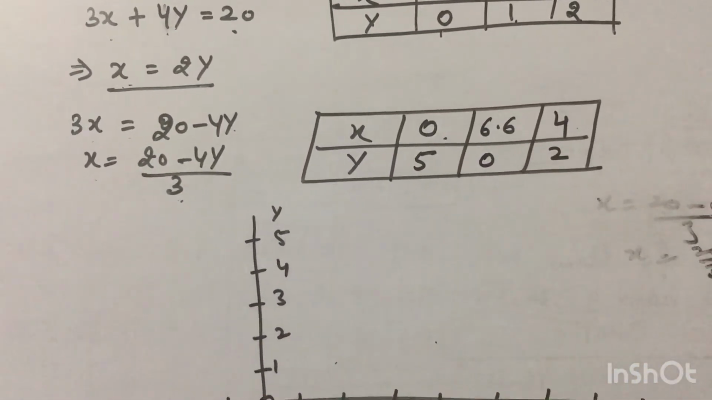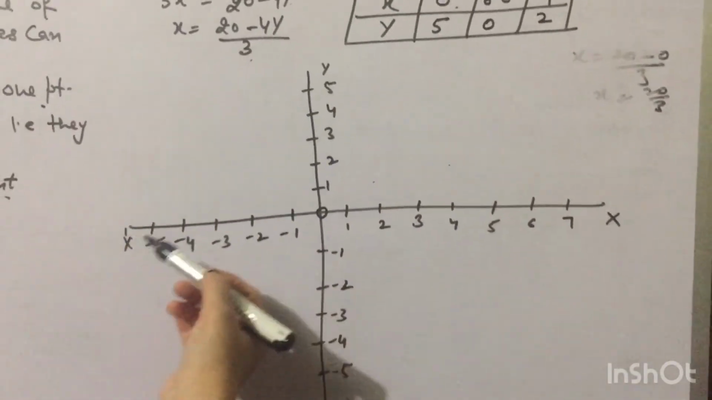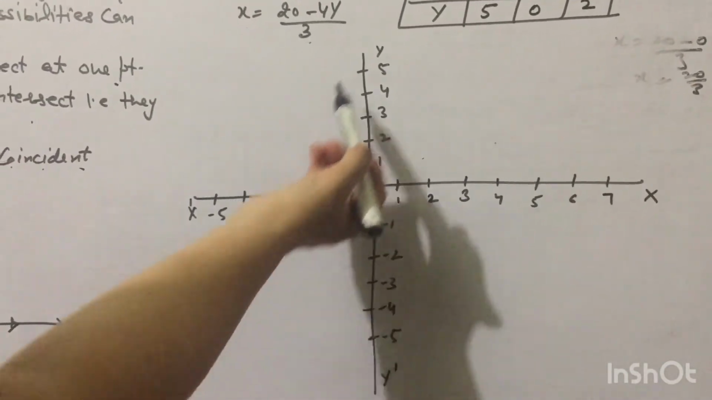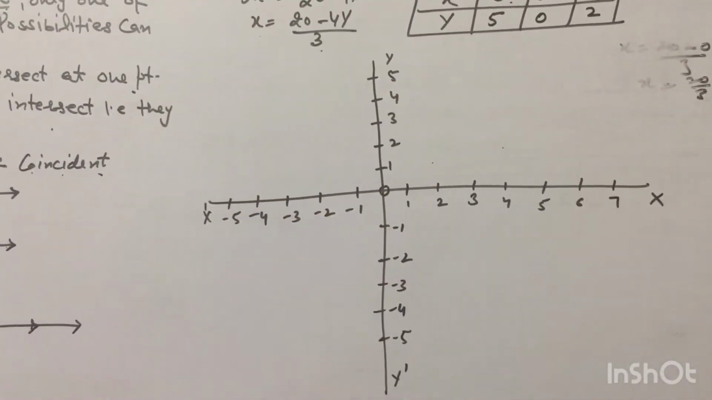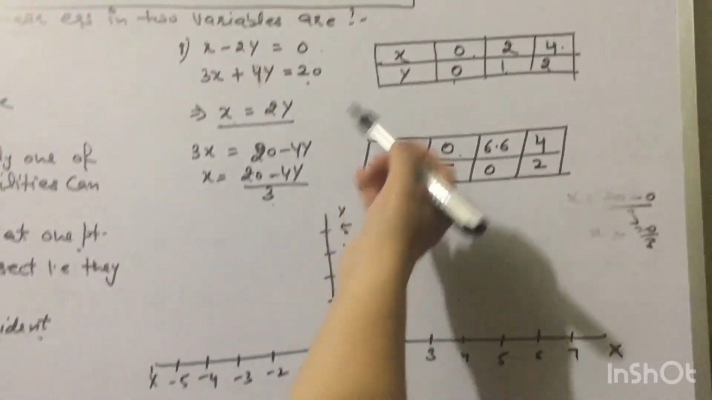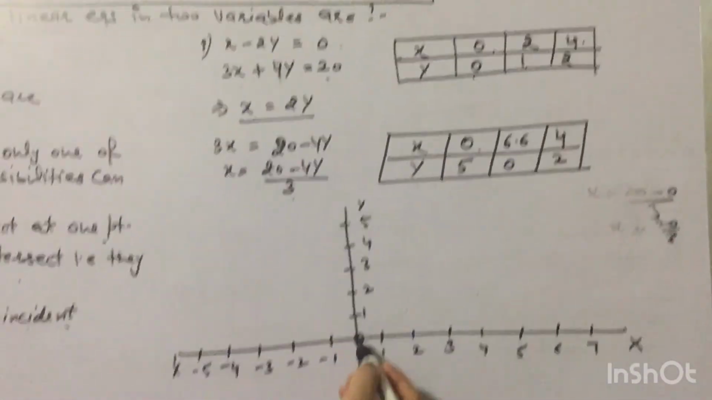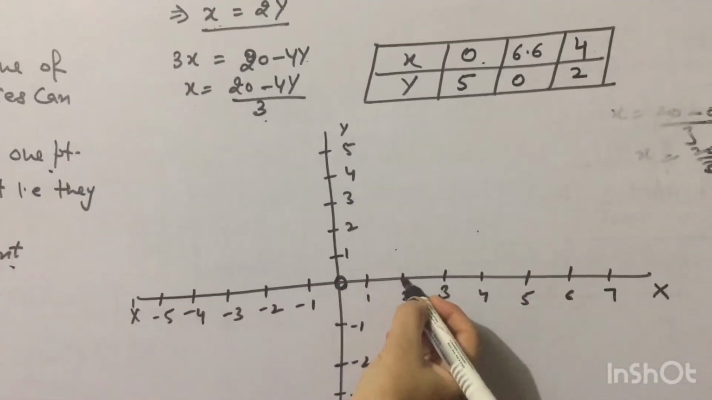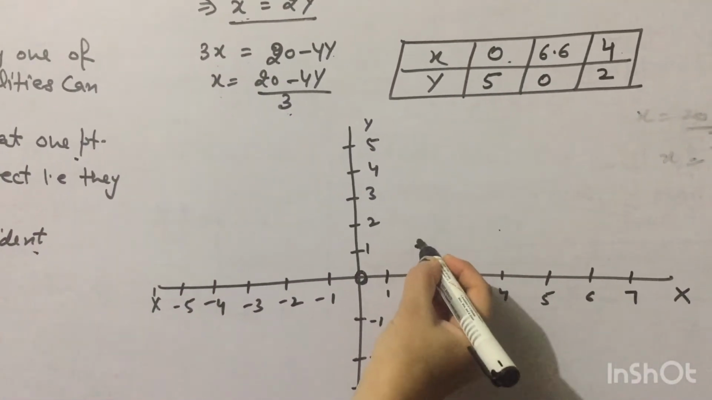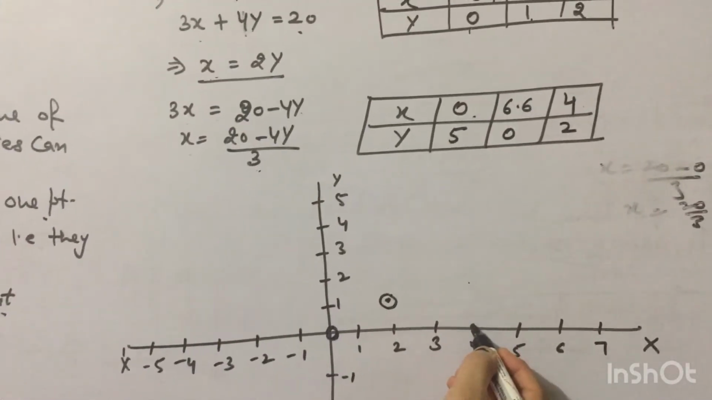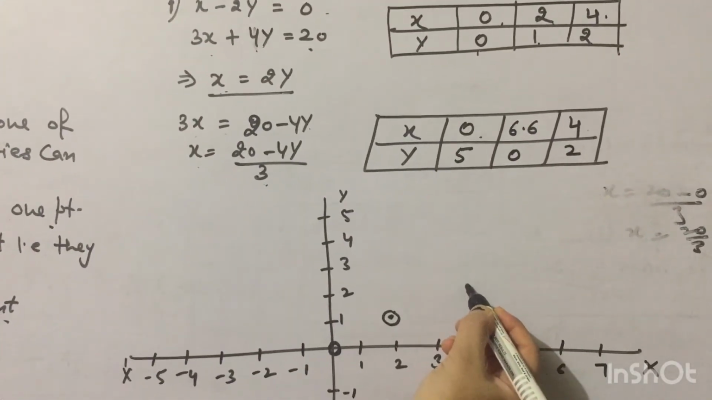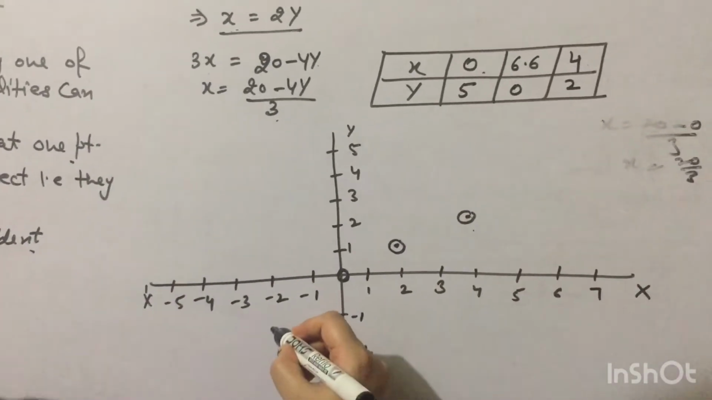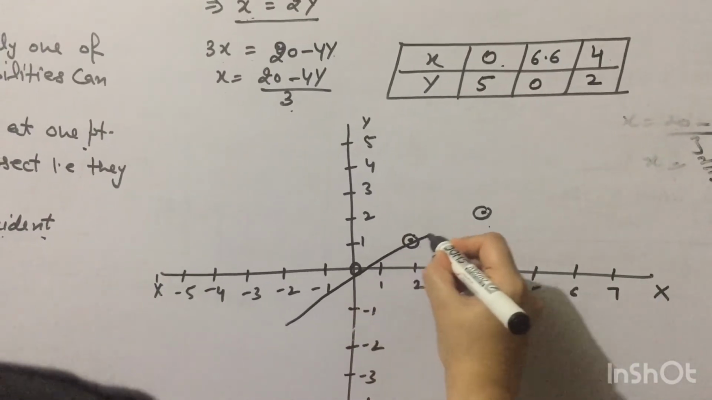How do we show it? Now this is the x-axis and this is the y-axis. Positive value of x, negative value of x, positive value of y, negative value of y here. First table: x 0, y 0. We have to plot here x 2 and y 1. Here we have to plot x 4 and y 2. Now we have to draw a straight line here.